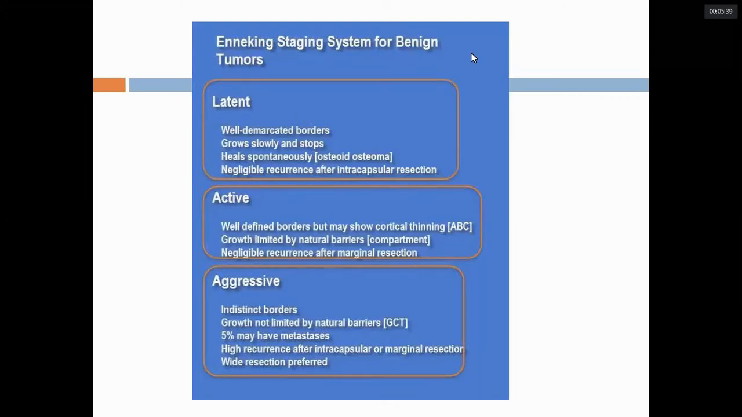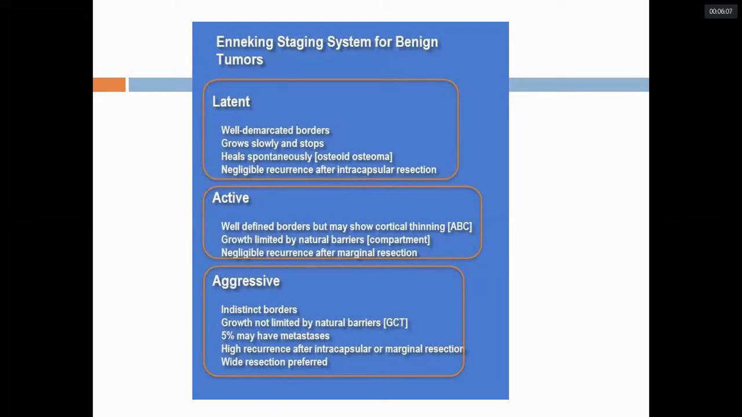Enneking staging system for benign tumors: Enneking has a staging system for both malignant and benign tumors of the bone. Today we are discussing the benign part. It is broadly classified into latent, active, and aggressive types. Latent has well demarcated borders, grows very slowly and stops. Sometimes it heals spontaneously, and there is negligible recurrence after intracapsular resection.